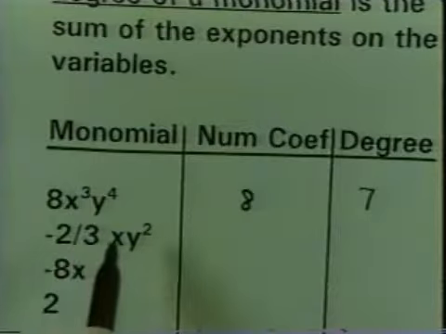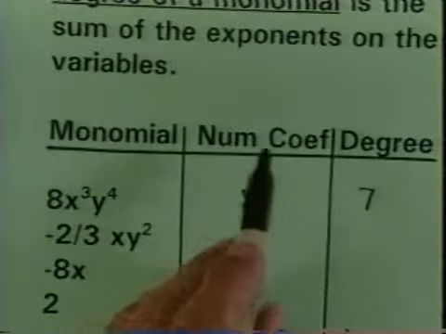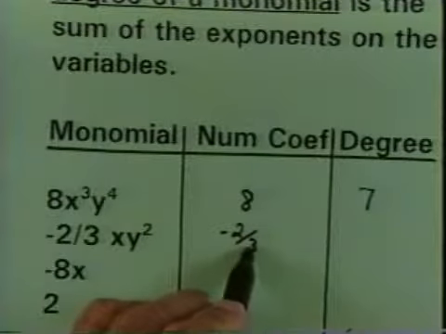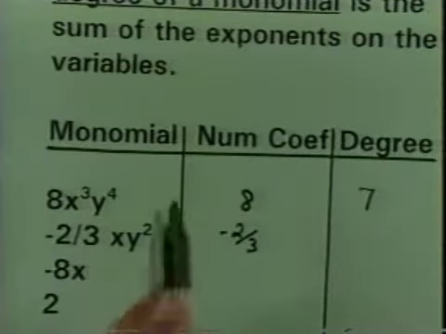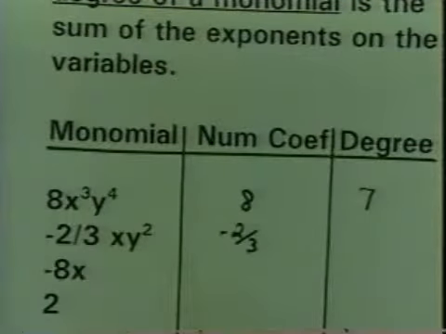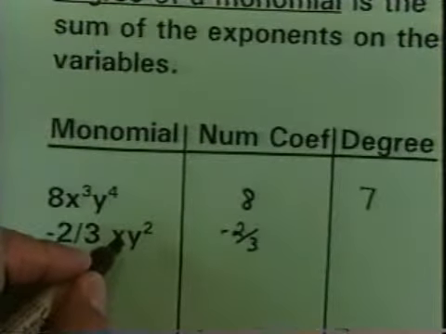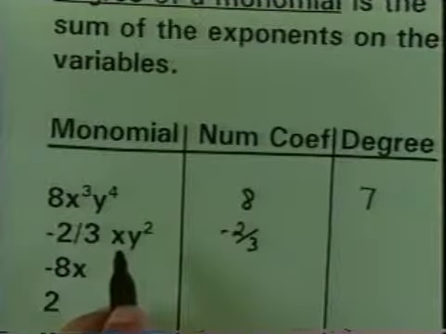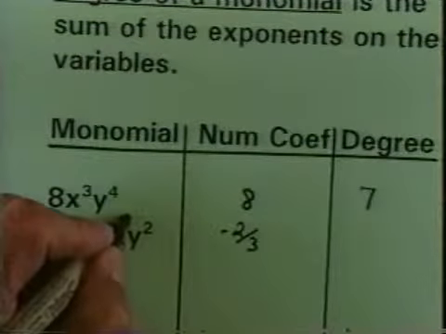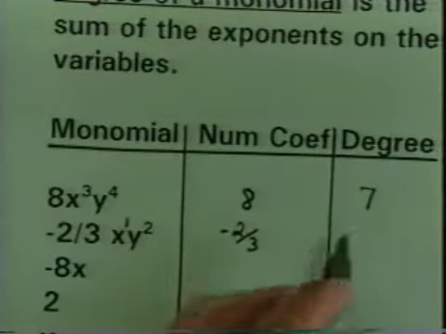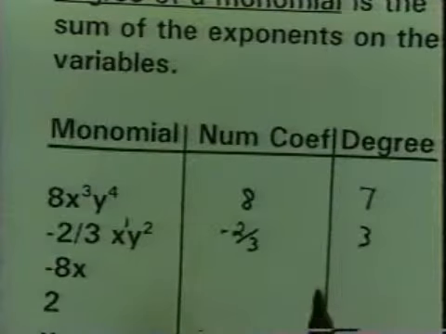For negative 2/3 x y squared, the numerical coefficient is negative 2/3, because the numerical coefficient is the number part of your monomial. Now be careful with the degree. X has an exponent. It doesn't have a written exponent, but it does have one. The understood exponent is 1. So the sum of the exponents would be 3, and the degree is the sum of the exponents.